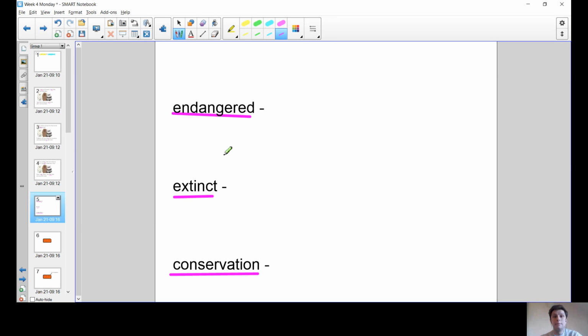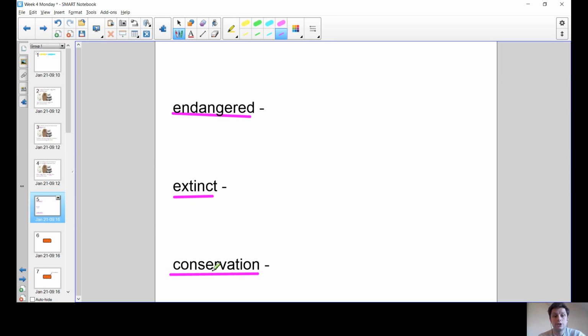Endangered means that there are not very many of these animals left in the wild. Tigers, or Bengal tigers, are endangered because there's not very many of them left in the wild. Extinct is when there are none of an animal left in the wild. For example, dinosaurs are extinct because we won't see any dinosaurs anymore, even in zoos. They're not around anymore. Extinct is when something is completely gone. Endangered is when it's starting to go. We're running out of tigers.